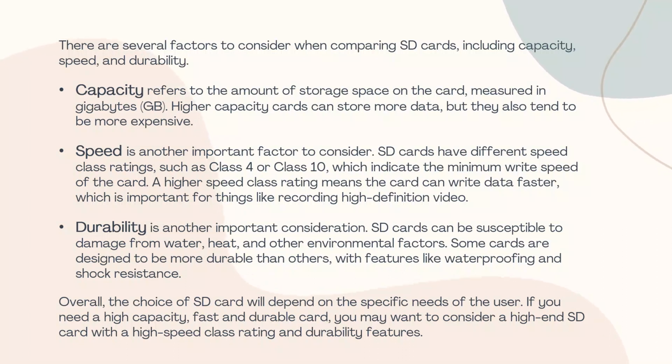SD cards have different speed class ratings, such as Class 4 or Class 10, which indicate the minimum write speed of the card. A higher speed class rating means the card can write data faster, which is important for things like recording high-definition video. Durability is another important consideration. SD cards can be susceptible to damage from water, heat, and other environmental factors. Some cards are designed to be more durable than others, with features like waterproofing and shock resistance.